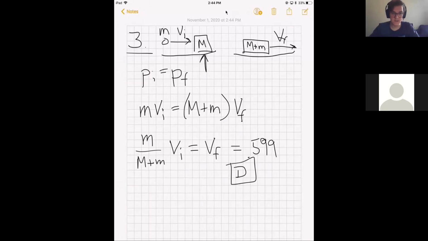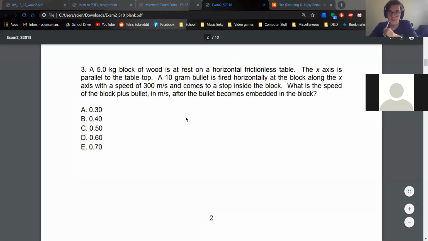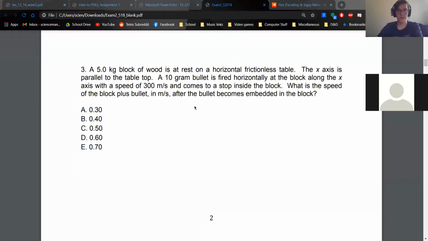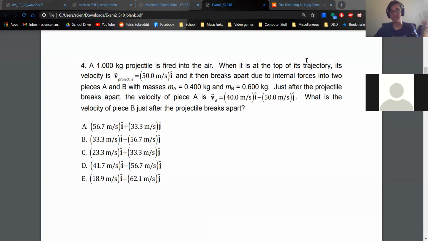Okay, any questions on that? We seem pretty comfortable with that, so I think we're good. On to the next one. This one is a bit more challenging. We've got a projectile fired into the air, and at the top of its trajectory, it breaks apart. We know some information about the mass and velocity of one of the parts it's broken into, and the question is asking what is the velocity of the other part.